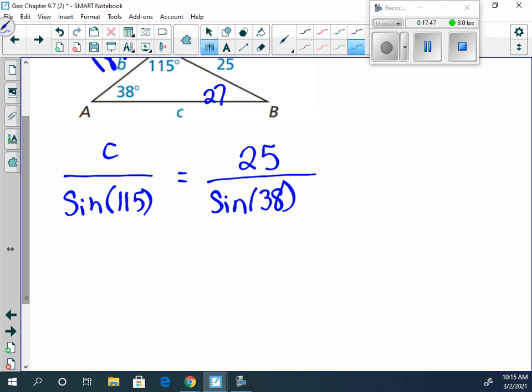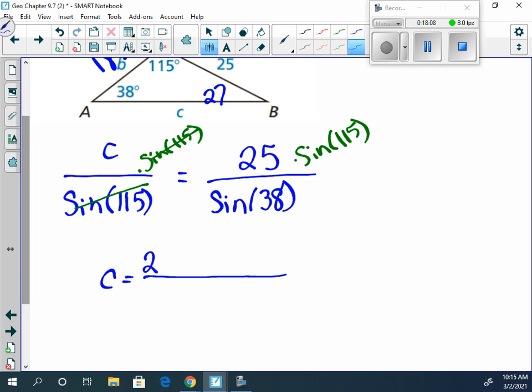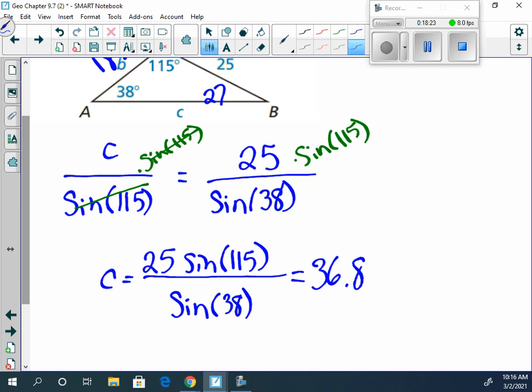And this time we would multiply both sides by sine of 115. And we do this here, well, sine of 115 and sine of 115 would cancel out, leaving us with C is equal to 25 times sine of 115 over, and this here is what? 36.8.